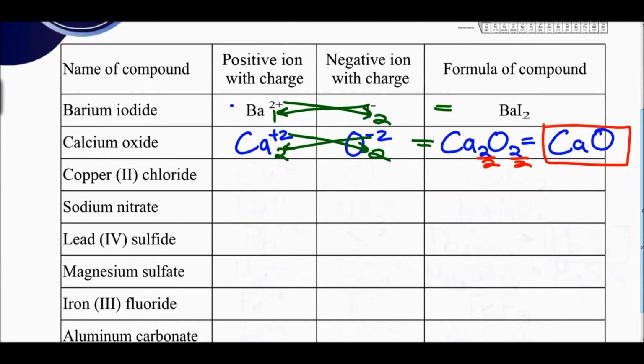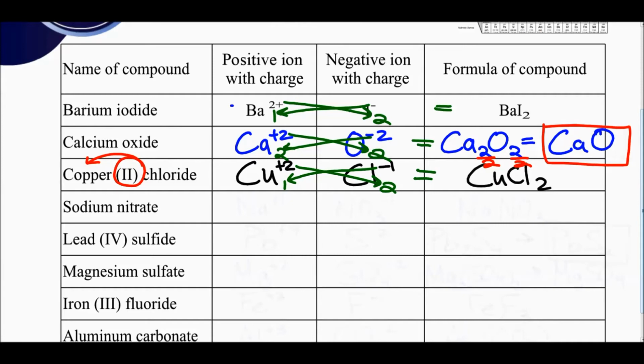The next example is copper 2 chloride. Copper is a transition metal, and the Roman numeral tells us what copper's charge is. So copper is a +2. Chlorine is in group 17, and its charge is a -1. When we crisscross our charges, our 2 from our copper comes down to the chlorine, our 1 from our chlorine comes over to our copper. So our final answer is CuCl2.